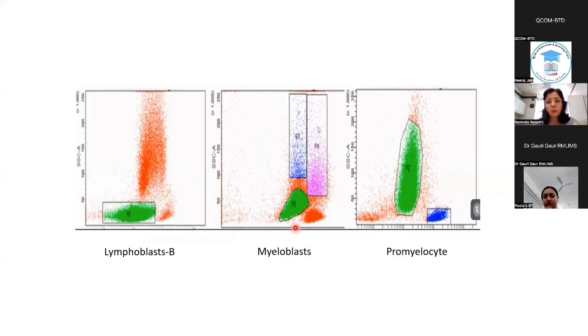Now look at the myeloblast here. You can see that the myeloblasts have a moderately high side scatter, and they are seen to be merging with these populations of monocytes and granulocytes. Coming to this population of promyelocytes, they are larger cells and they have higher side scatter because of the intense granularity. They are higher up on side scatter and seem to be merging with the mature granulocyte population.